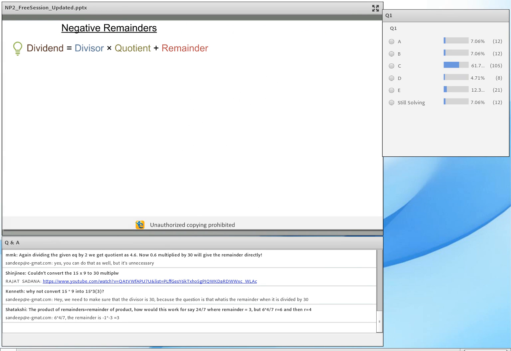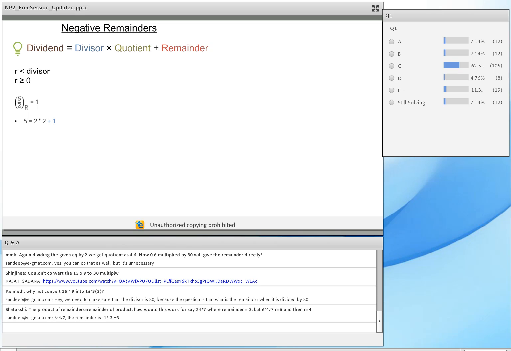Now, let's talk about another concept called negative remainders. And this is, again, building upon this concept. Sometimes it so happens that expressing a number as x plus y is not optimal, but expressing a number as x minus y is an easier way. The fundamental principle remains the same: dividend is equal to divisor times quotient plus remainder, where the remainder has to be less than the divisor and the remainder must be positive. So there is a second implied constraint over here as well.